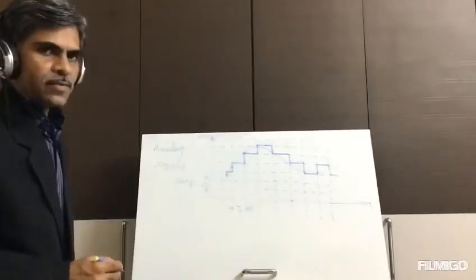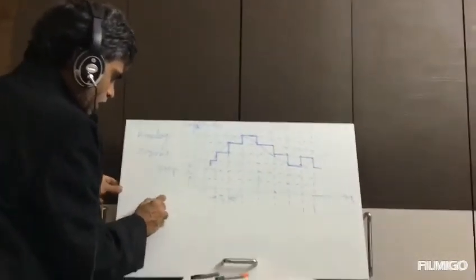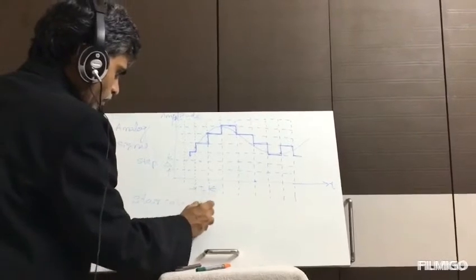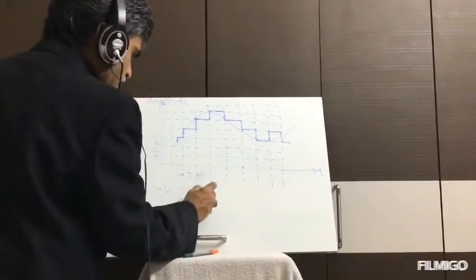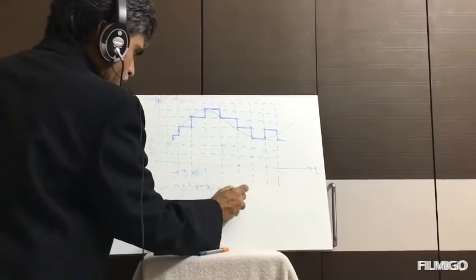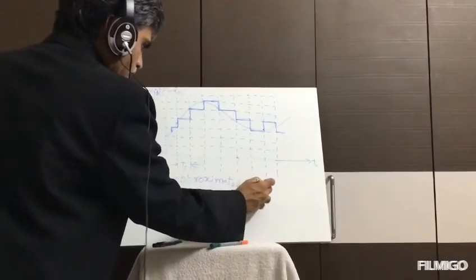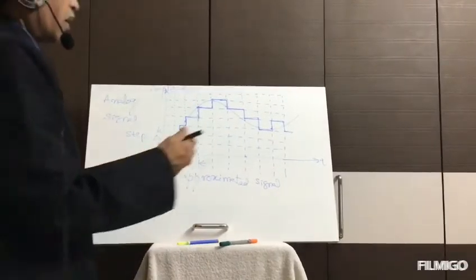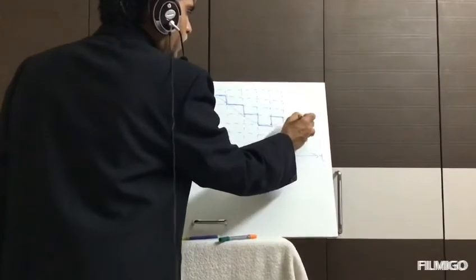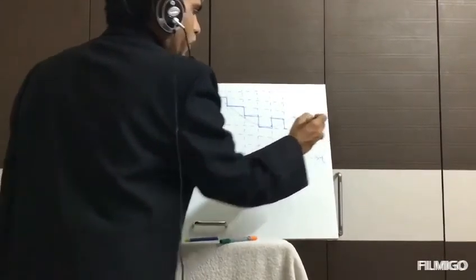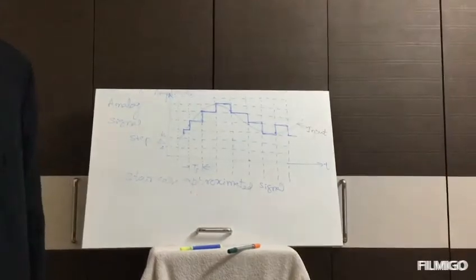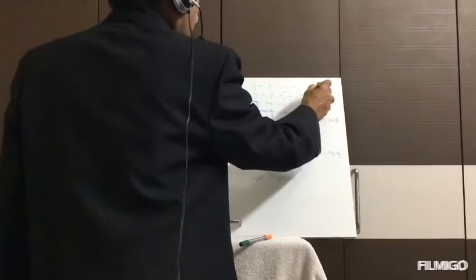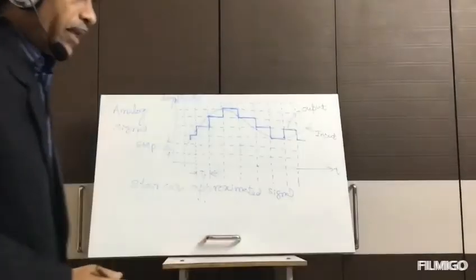So what is the output of the delta modulator? It is named as the staircase approximated signal. Staircase approximated signal is the output of the delta modulator. This represents the input that we apply to the delta modulator, and this staircase signal represents the output of the delta modulator.